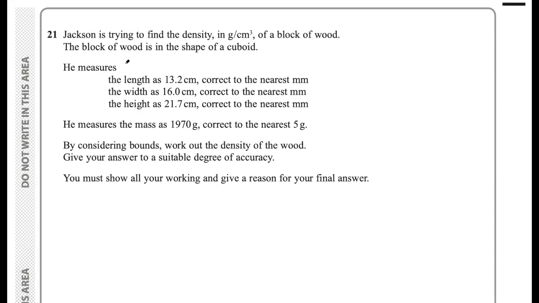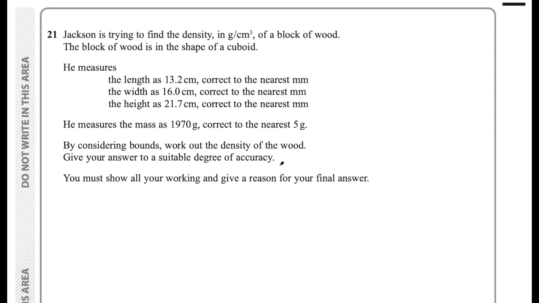Question 21 says Jackson is trying to find the density in grams per centimeters cubed of a block of wood. The block of wood is in the shape of a cuboid. He measures the length as 13.2 centimeters, correct to the nearest millimeter, the width as 16 centimeters, correct to the nearest millimeter, and the height as 21.7 centimeters, correct to the nearest millimeter. He measures the mass as 1,970 grams, correct to the nearest 5 grams. By considering bounds, work out the density of the wood, give your answer to a suitable degree of accuracy. You must show all your working and give a reason for your final answer.